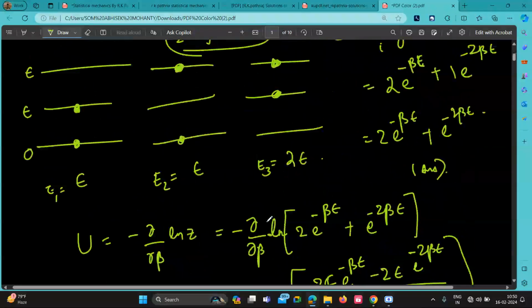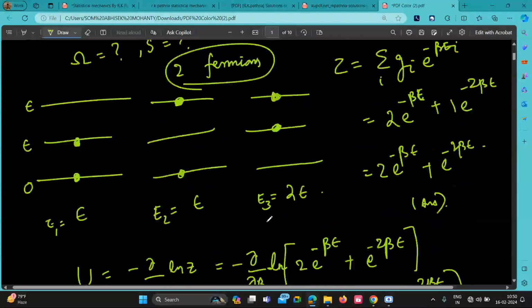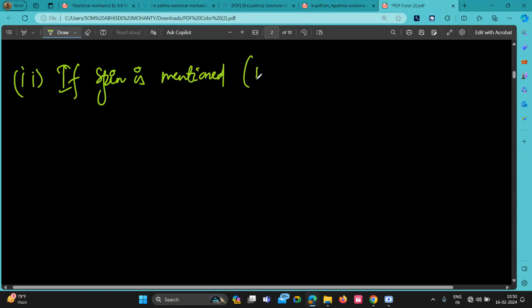So these were some of the examples in which spin was not mentioned. Suppose spin is mentioned, directly or indirectly.